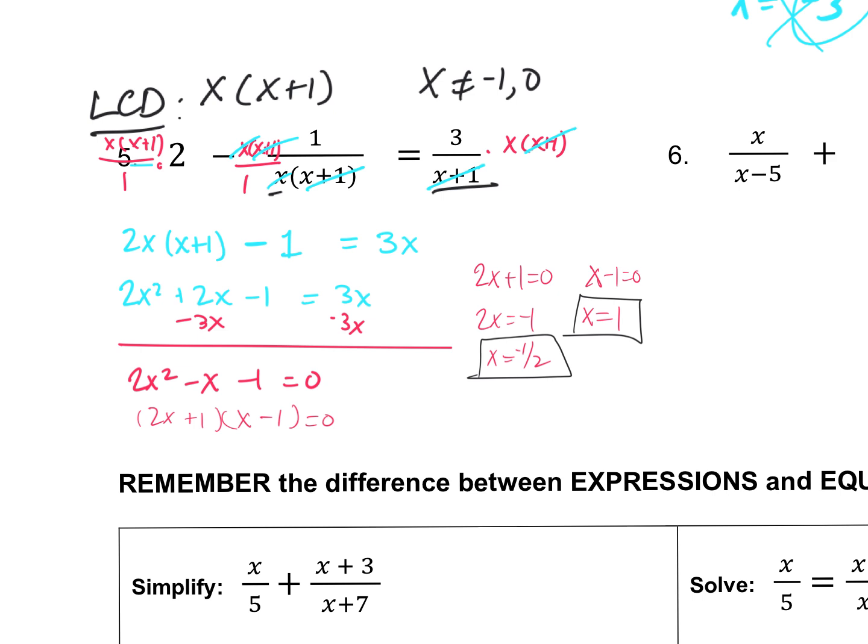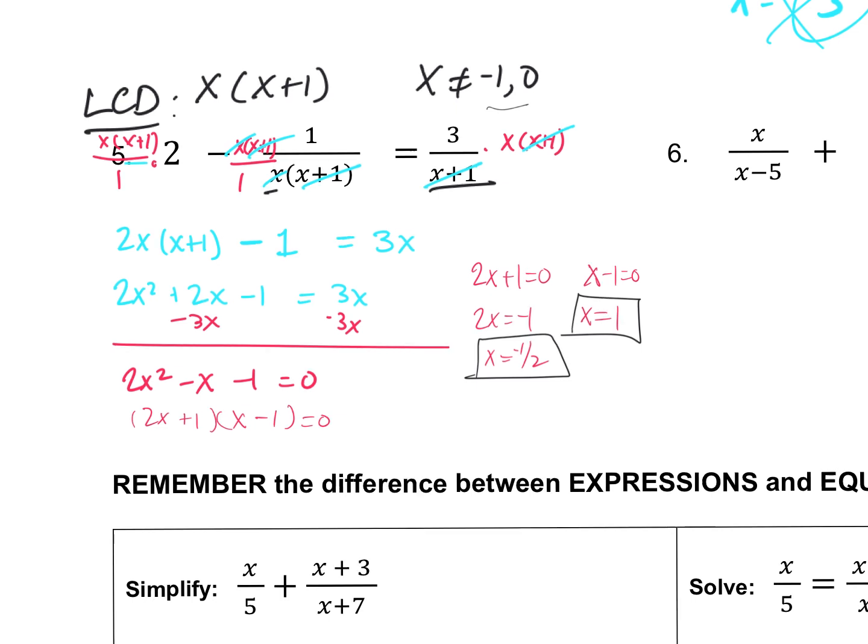Okay, if you see what I did, I solved for x. I got x equals negative 1/2, x equals 1. When I checked against my domain restriction, I do not have any of those two numbers, so therefore these two are my solution. Okay, let's look at number 6.